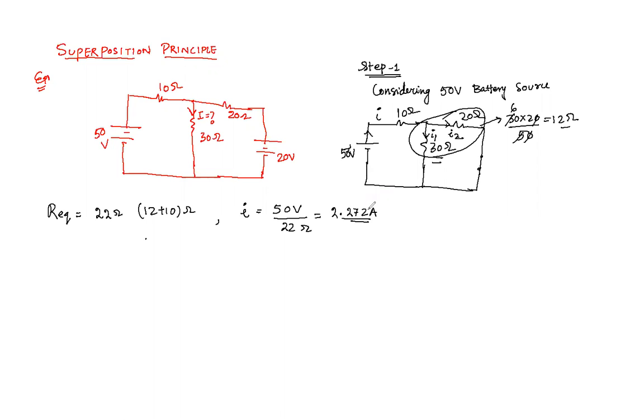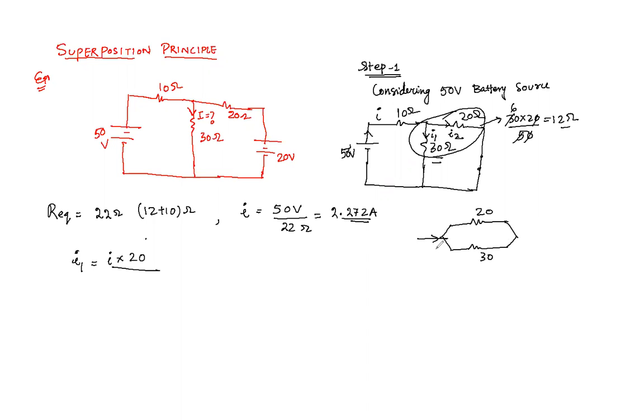If this is the total current and I would like to find the current passing through the 30 ohm, it is the total current multiplied by 20 ohm divided by, using the current divider rule. We have already studied that if there are two resistors connected in parallel to each other, let it be 20 and 30, right?